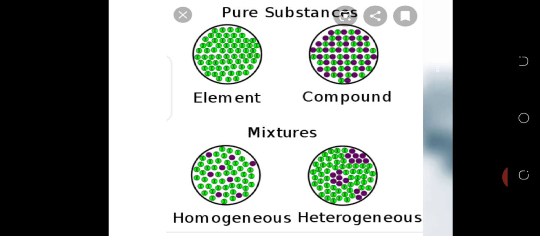Coming towards here, you can see the pure substances, elements, as you know very well, like the element of gold, silver, they all have the same atomic number and atomic masses. And compounds can be two or more than two elements together. And mixtures can be homogeneous and heterogeneous. Homogeneous means they look like they have a single phase, and in heterogeneous, they have two phases. They have their own different properties.